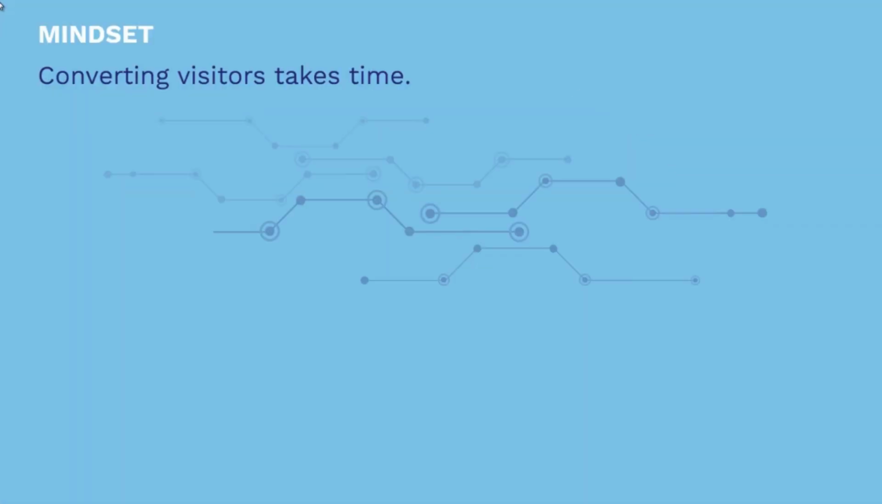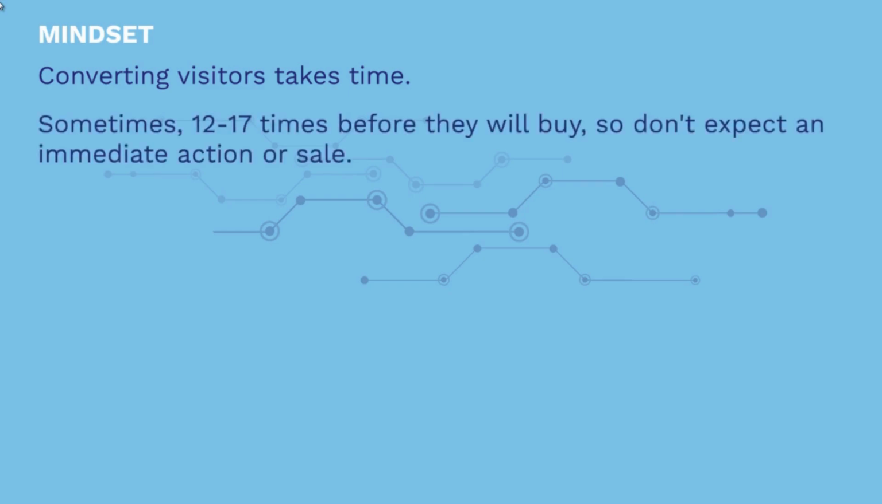All right, let's talk about mindset, because I'm a big believer in having the right mindset before you get started. I want you to realize that you're not going to make a sale or get leads right away just by setting up a Facebook retargeting campaign. Converting visitors really does take time. To be realistic, sometimes it takes 12 to 17 touch points, meaning you have to get in front of them 12 to 17 times before they will buy. So don't expect an immediate action or an immediate sale.